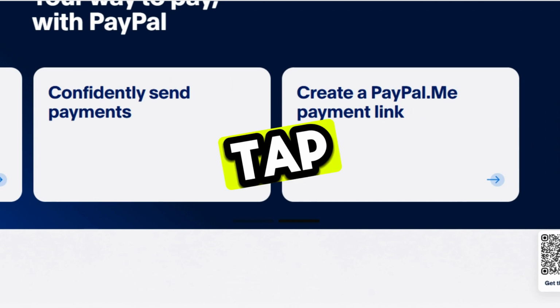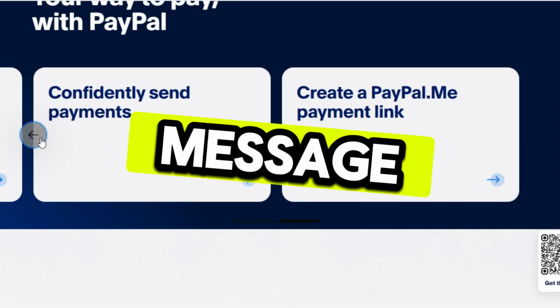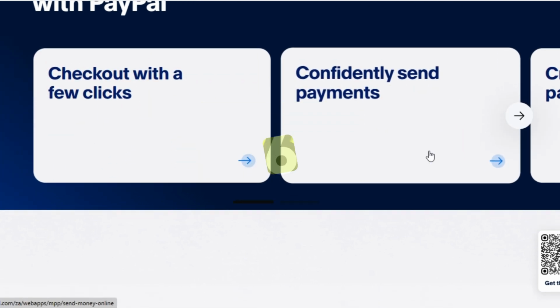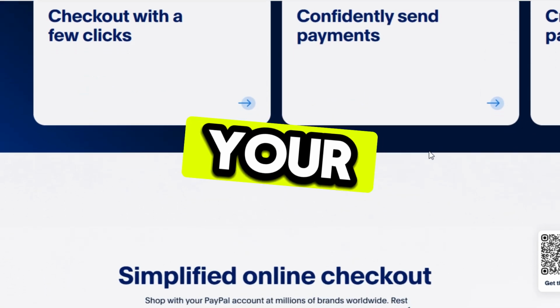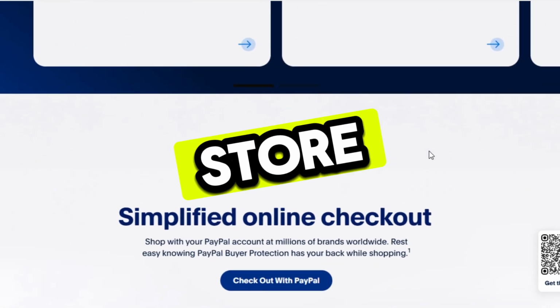Step 5. Tap Share to send it via email, message, or social media. Step 6. You can also download and print your QR code for physical use in a store or event.